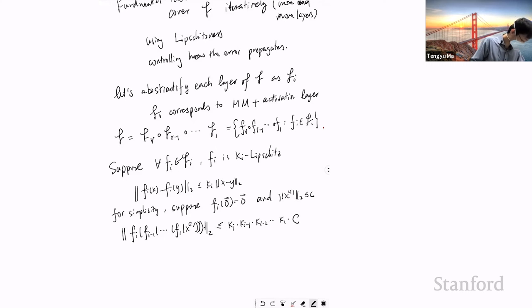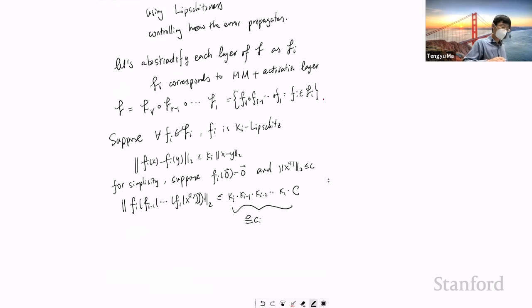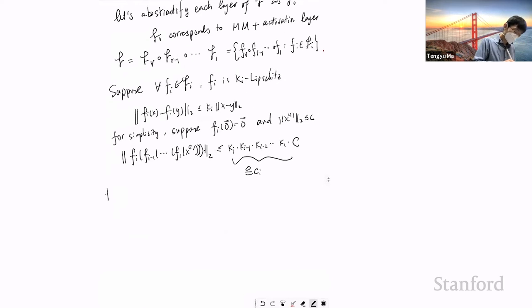And we call this c_i. Let's define this to be equal to c_i. So basically, this is some basic preparation. Under this abstraction, you know some bound on each of the layers, and you know each layer is Lipschitz. What we're going to do is two things, two steps.